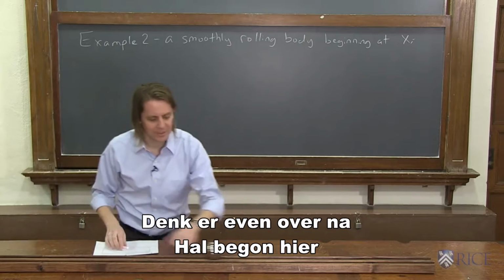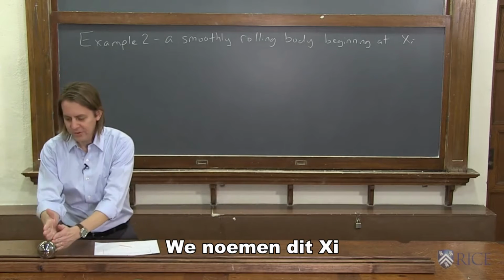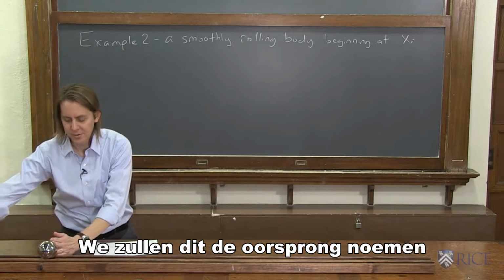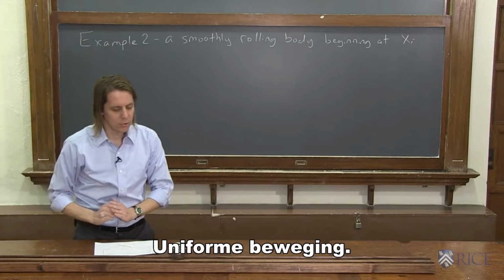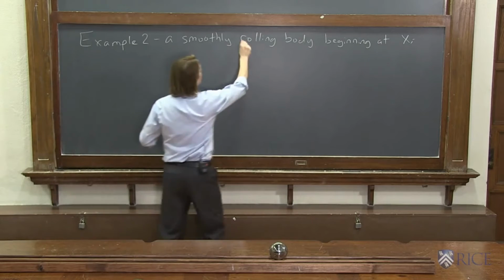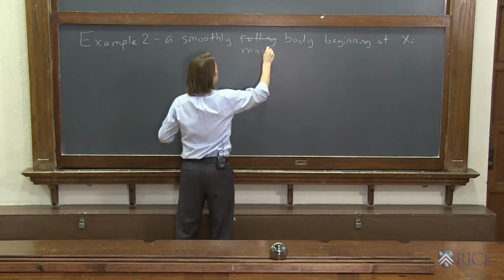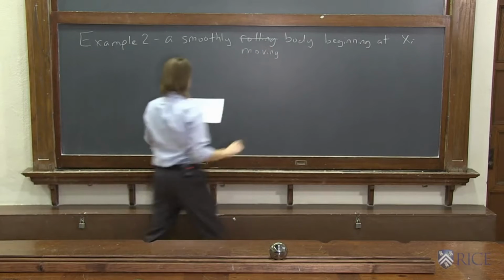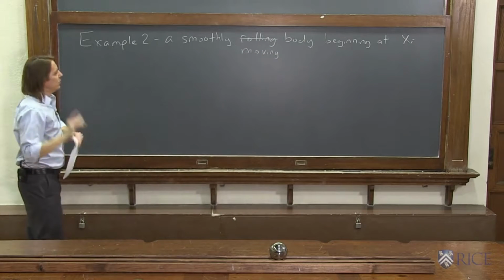Okay, so we're going to move just like that. There's your demo. So let's think. Hal started here. We'll call this xi. We'll call this the origin. And there you go, uniform motion. And it's not rolling, we'll just say moving. And we'll ignore the rolling. Okay? So we saw it.